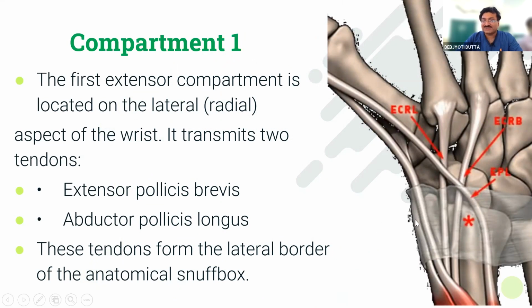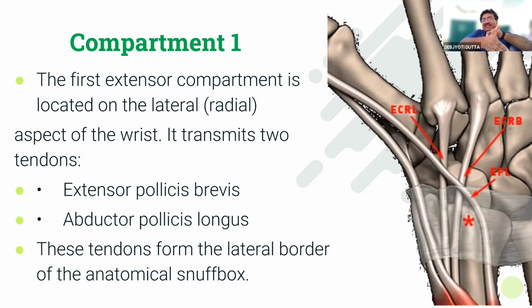Abductor pollicis longus lies more laterally, or slightly towards the anterior side, the ventral side, whereas the extensor pollicis brevis lies towards the dorsal side. These two come within a common sheath. Now there is friction and there might be inflammation here, and this condition is known as de Quervain's tenosynovitis. And I think you know the anatomical snuffbox. When you hold the thumb like this, this portion above is the anatomical snuffbox.